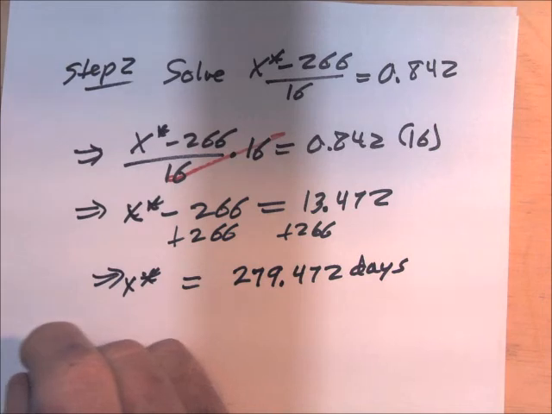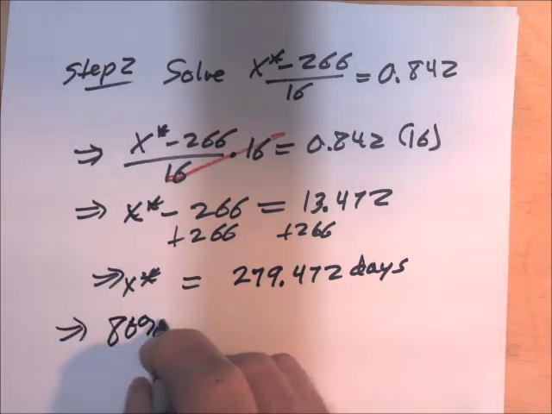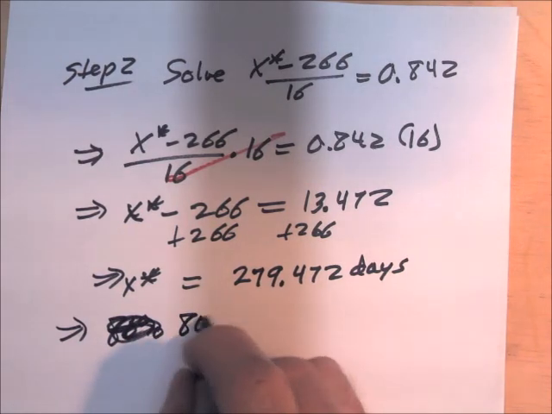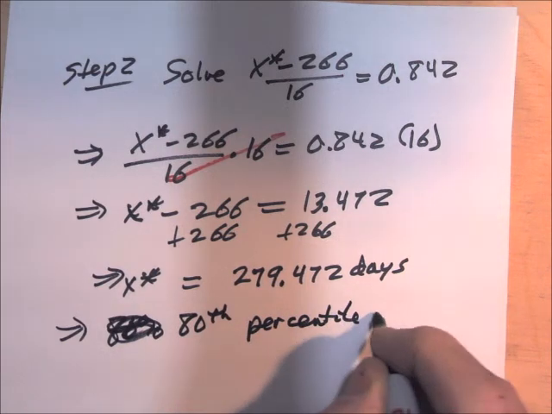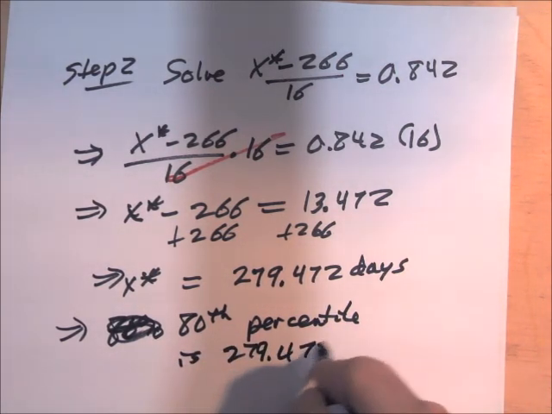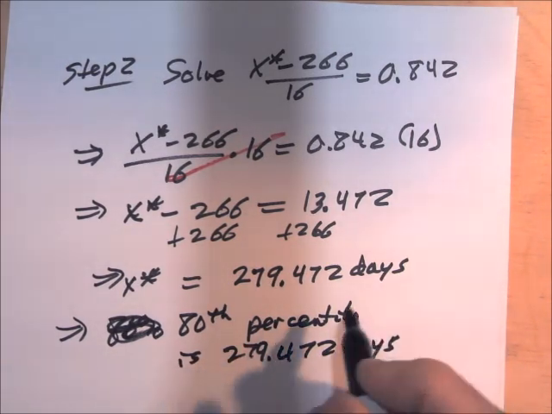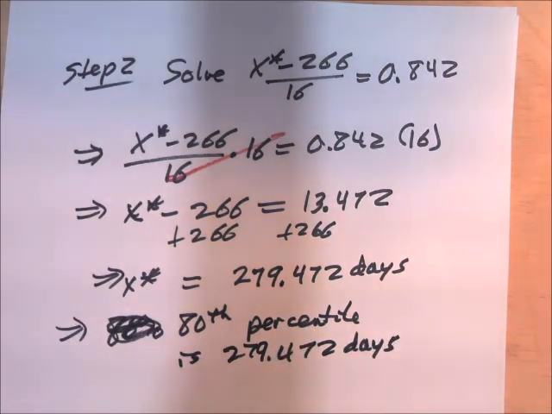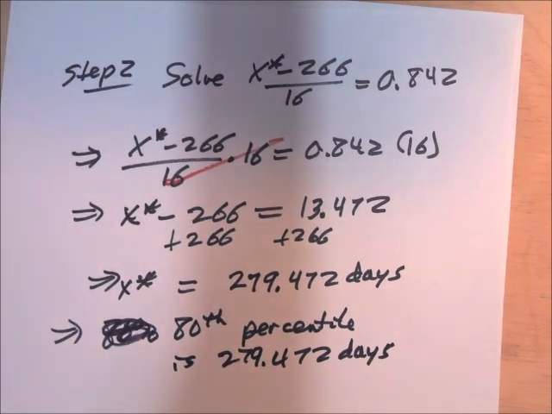Okay. So the 80th percentile is 279.472 days. So somebody having a pregnancy lasting that long would be more than 80% of the pregnancies. Okay, and that concludes this presentation.